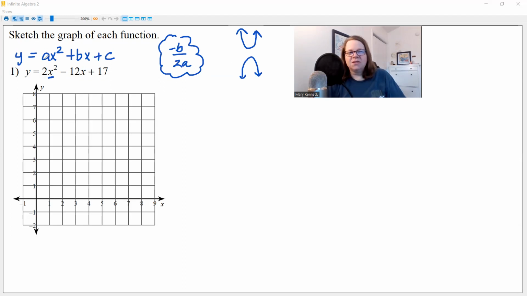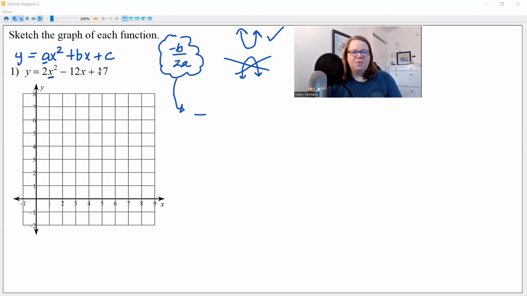And we know this one's actually opening up because the a value is positive, the 2. That's positive 2. That means it's going to open up. It's not going to open downward. So we already kind of know generally what the shape looks like, but let's find out where it is on the graph. So negative b over 2a. And the nice thing is these are in order. A is 2, b is negative 12, c is 17. So let's plug into the formula.